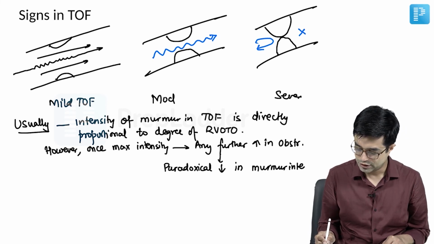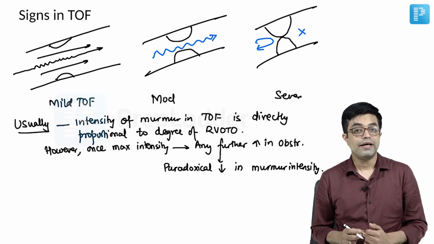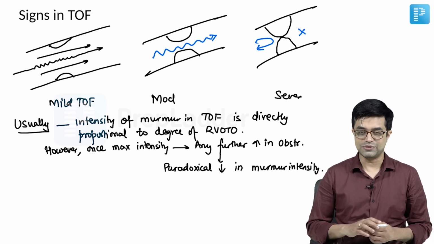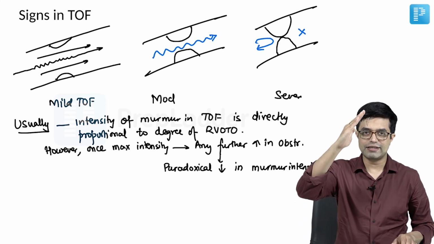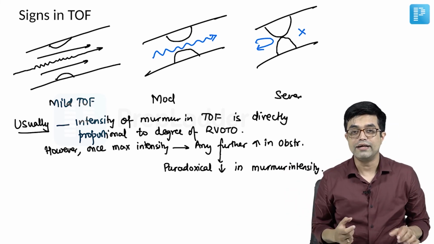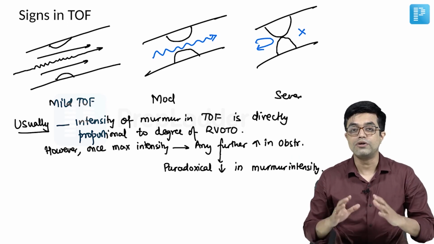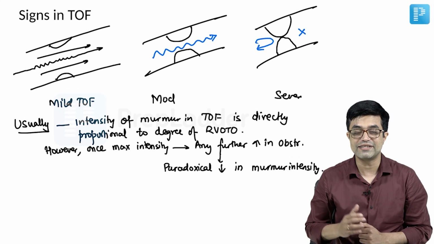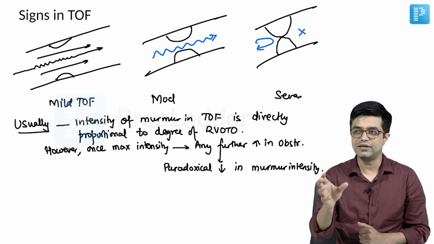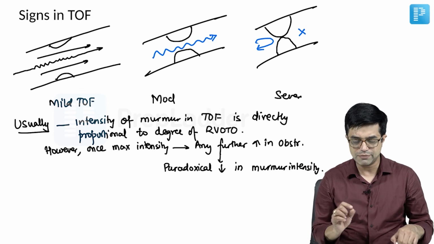And so, the intensity of the murmur is usually directly proportional to the degree of outflow obstruction. In severe TOF, it becomes inversely proportional as well, right? So, as obstruction increases, murmur intensity increases. At one point, it becomes maximum, then it starts decreasing. That is why in some hypercyanotic spells or TOF with pulmonary atresia, you will not have an audible murmur. Disappearance of a previously heard murmur is one of the signs of the patient developing or soon to develop a hypercyanotic spell, right? So, this is a very, very important thing.